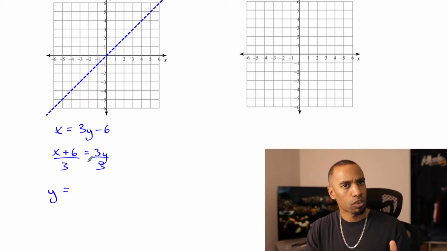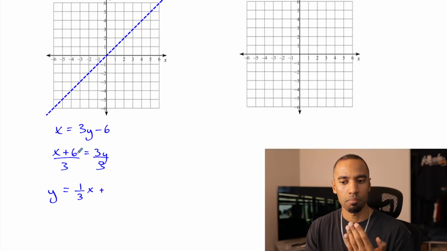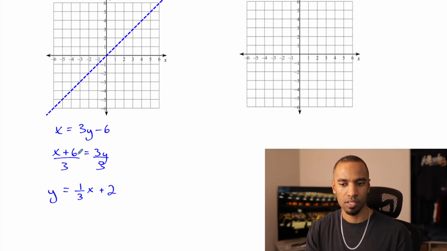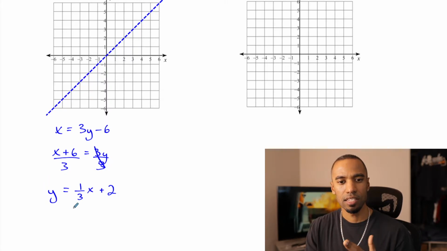But let's split the 3 up, right? Let's create a mx plus b. 6 over 3 would be 2, right? So x over 3 is 1/3 x. 6 over 3 is 2, so y equals 1/3 x plus 2. And that is the inverse here.